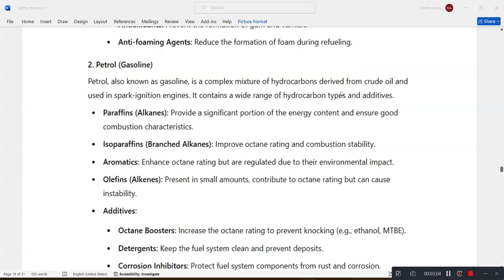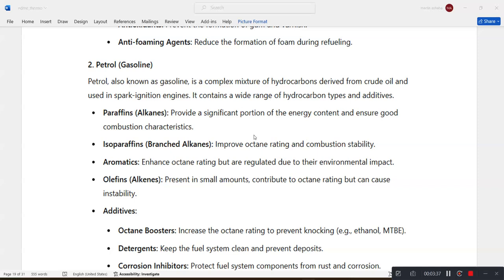Now, let's talk about gasoline or petrol. So petrol, also known as gasoline, is a complex mixture of hydrocarbons derived from crude oil and used in spark ignition engines. It contains a wide range of hydrocarbon types and additives. The hydrocarbons that are in petrol include the paraffins, which provide a significant proportion of energy content and ensure good combustion characteristics. We have the isoparaffins.